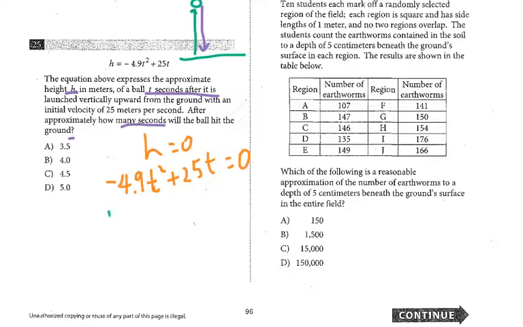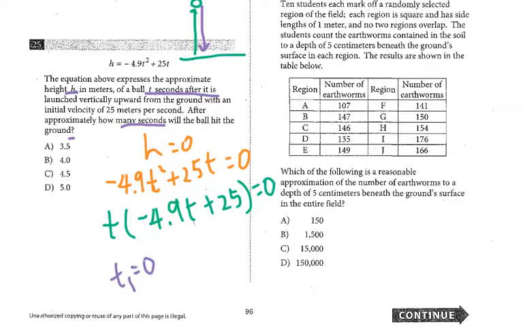Then we can get the common factor is t, so t times (negative 4.9 t plus 25) equals 0. T1 is 0, and for T2, you will get 25/4.9. Very close to 5.